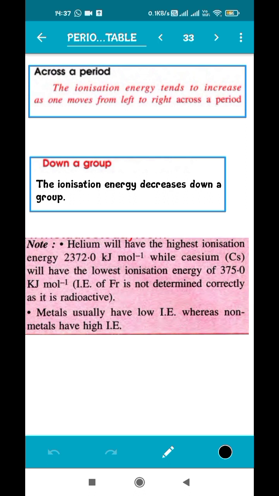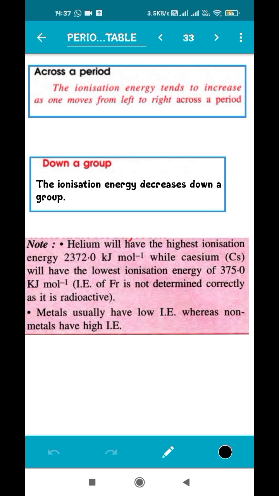But down a group, what happens? The size of the atom is increasing, and as a result, the nuclear pull is very less. So the outermost electron can be very easily removed. We don't have to apply a lot of energy. So the ionization energy or ionization potential decreases as we move down the group. Whatever periodic properties we study, we will always explain them on the basis of nuclear charge and atomic size.